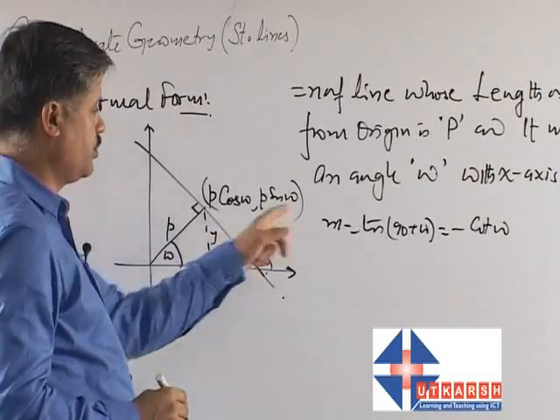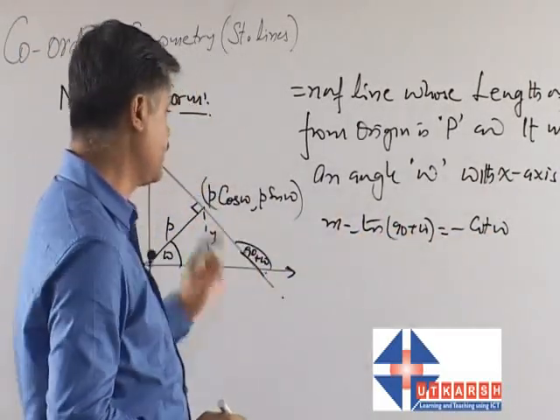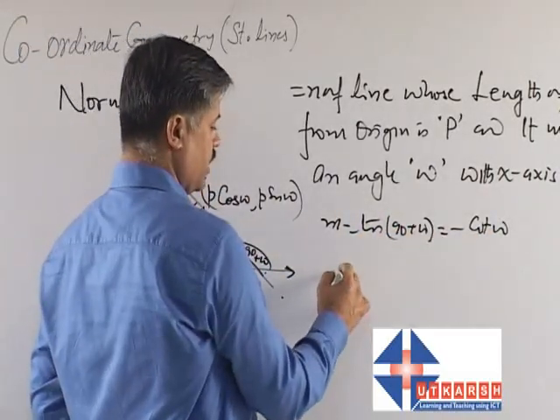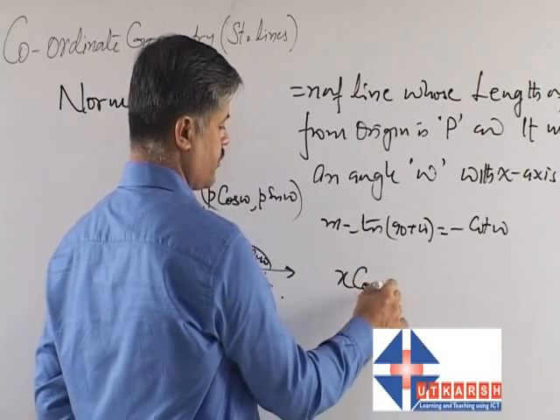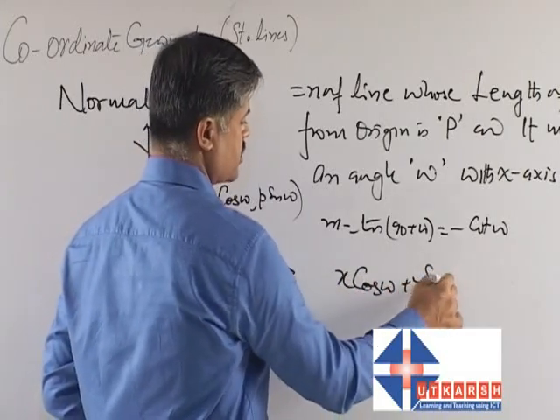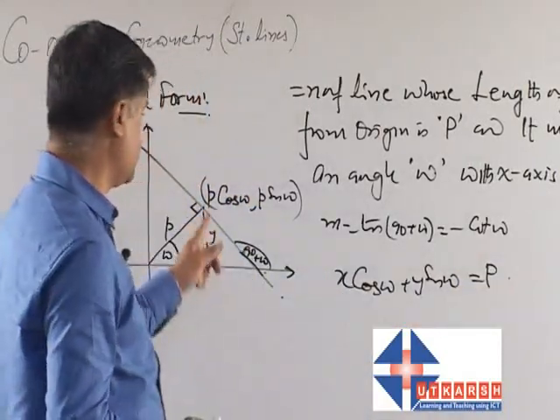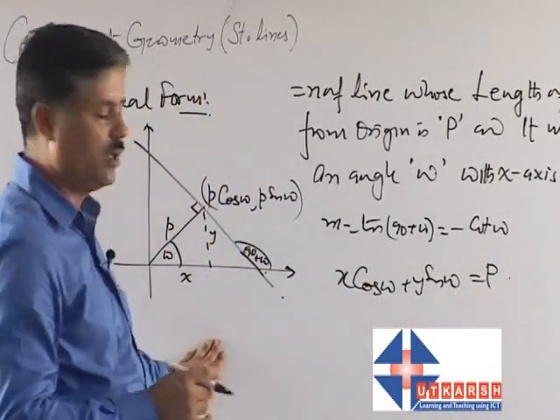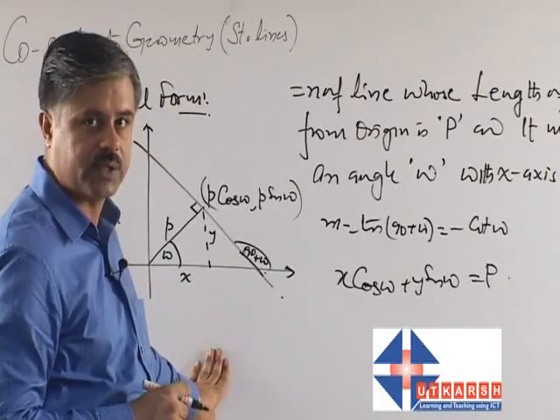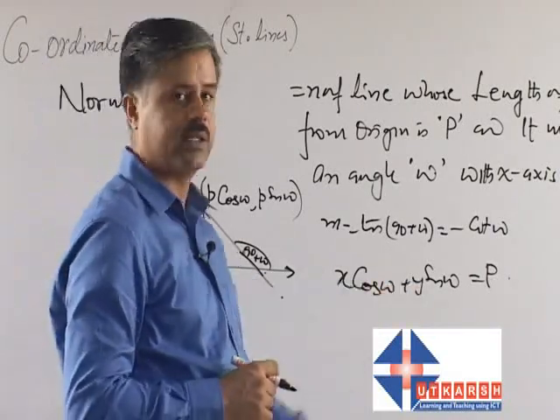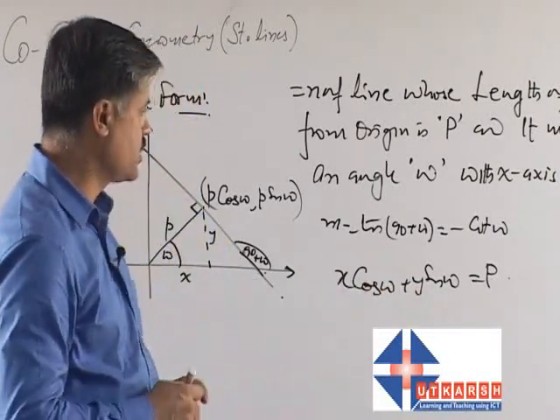Again using the slope point formula, the equation will be x cos omega plus y sin omega is equal to p. Here p is considered with the length of perpendicular from origin. In all cases you must make it positive here. Negatives and so on you have to set here. I am taking one counter question on this.